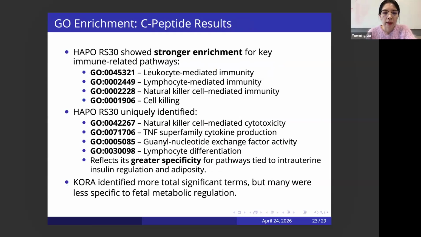So here I'm listing some key immune-related pathways. So leukocyte-mediated immunity. These are all important pathways for neonatal adiposity related phenotypes.